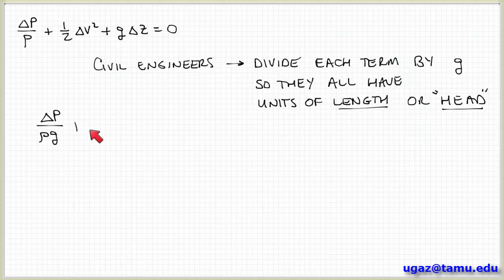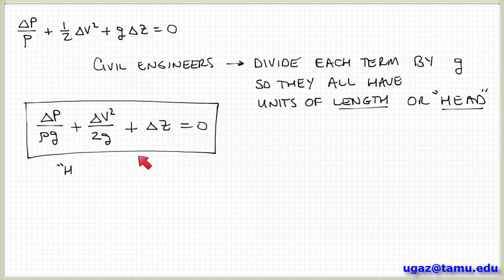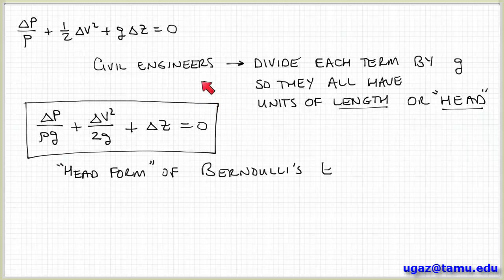If we rewrite Bernoulli's equation in this way, we have delta p over rho g plus delta v squared over 2g plus delta z equals 0. So this is known as the head form of Bernoulli's equation. And again, this is useful for solving problems in disciplines where it's convenient to have these energy changes associated with units of length or units of height. But it's exactly the same equation, it's just written in a different form.